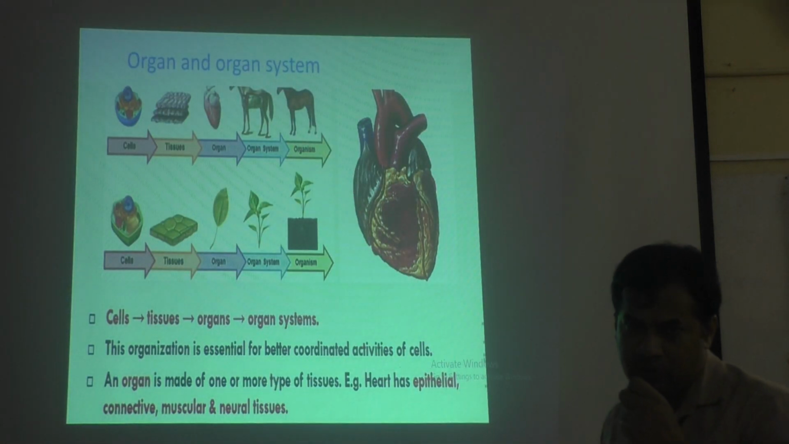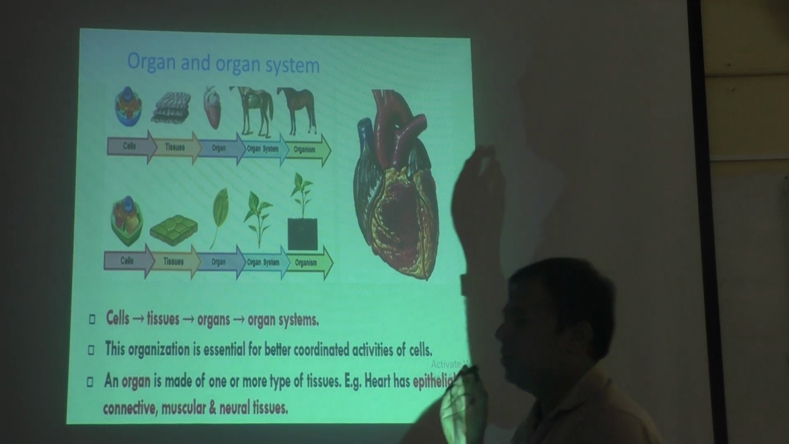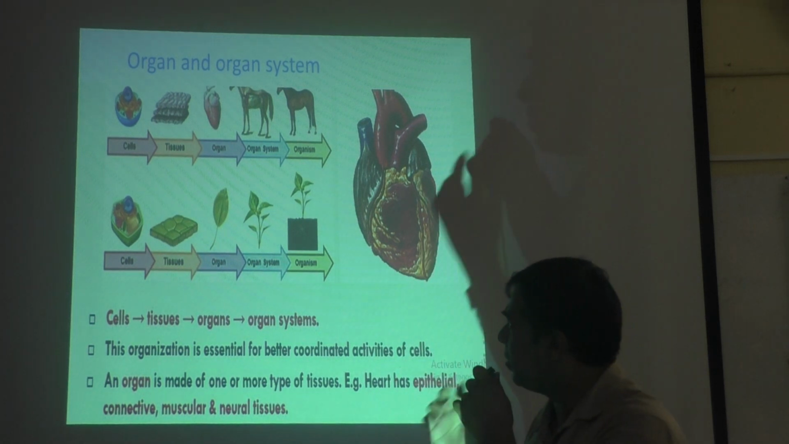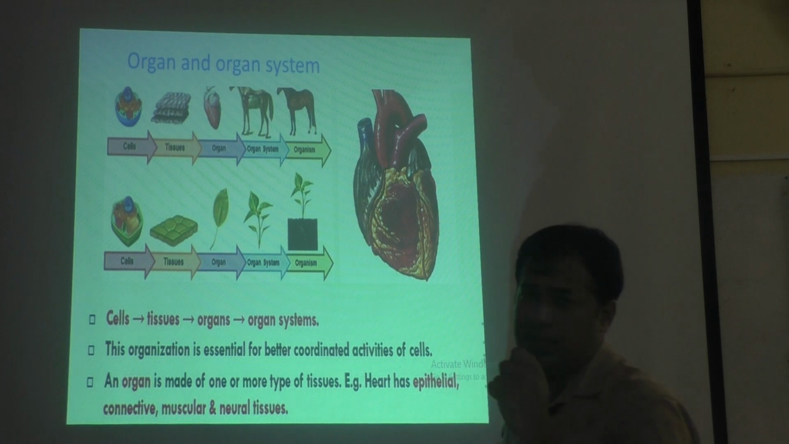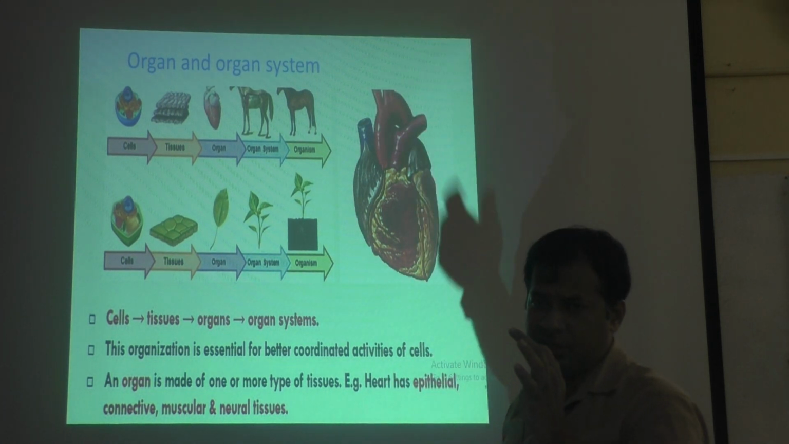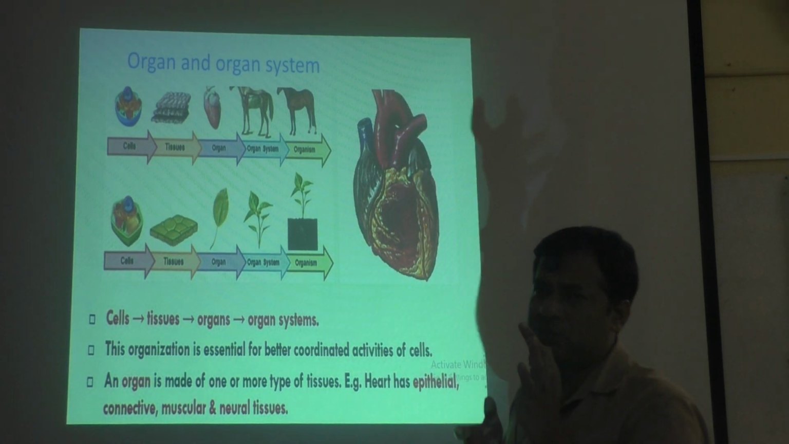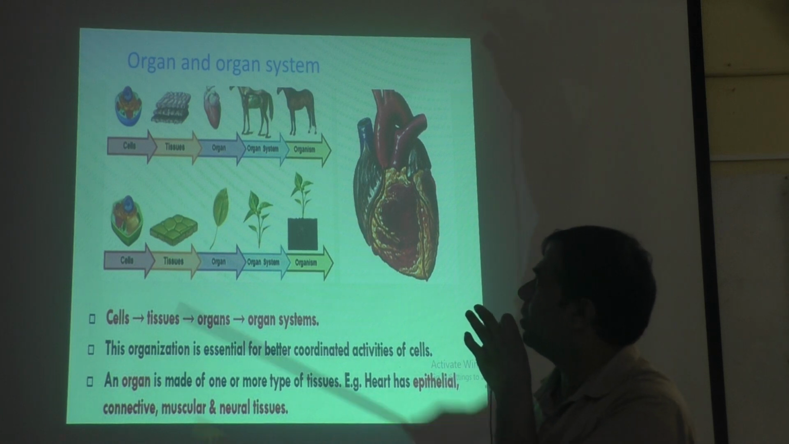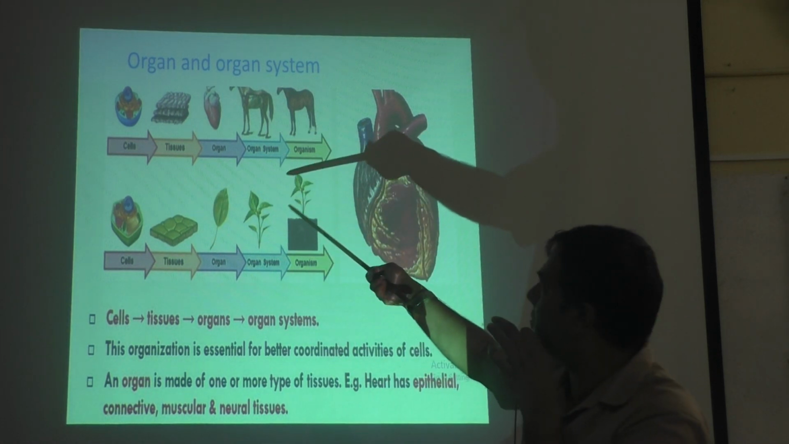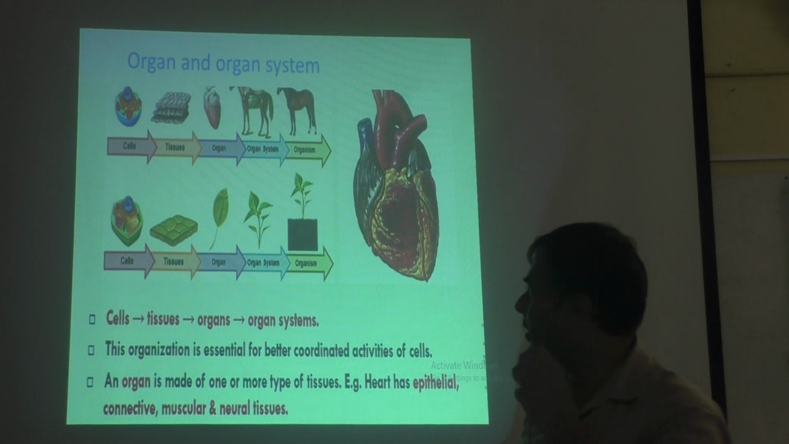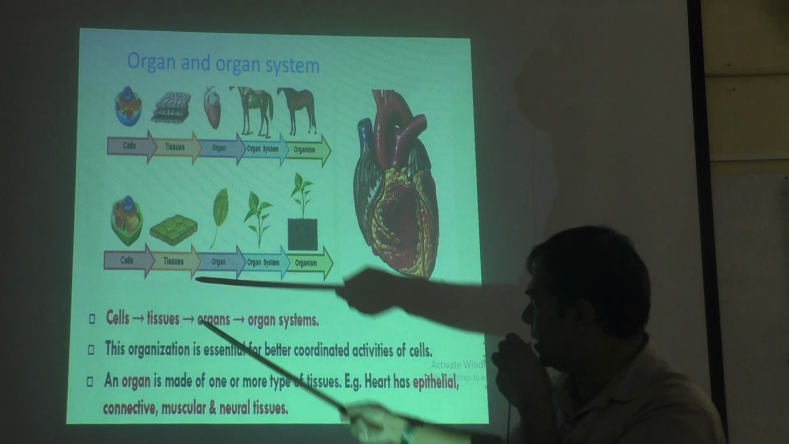Then we have to discuss organ and organ system. You know it very well. Like cells, a group of cells forms a tissue. Then many tissues together form an organ. Then many organs form an organ system. Now organ systems form an organism. You know this very well, even in plants also.